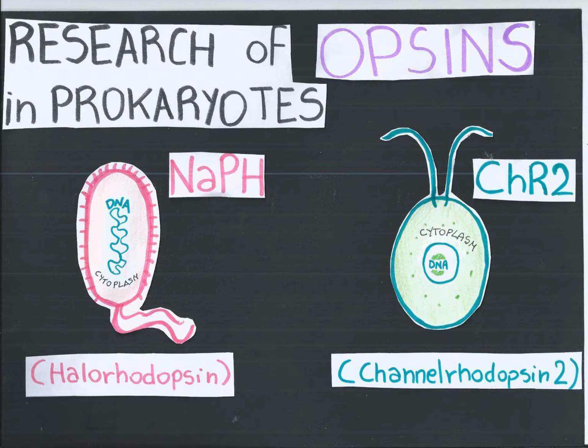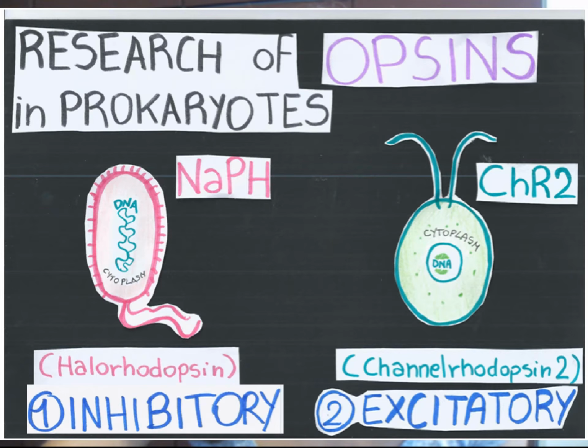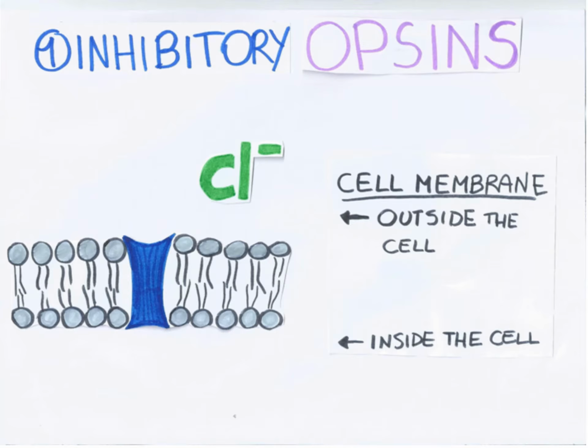And in the Chlamydomonas, they have found ChR2, which is called channelrhodopsin 2, because there is also a channelrhodopsin 1, but it doesn't matter. And the halorhodopsin is an inhibitory opsin, while the channelrhodopsin is an excitatory opsin. So let's see what they are. Inhibitory opsins.